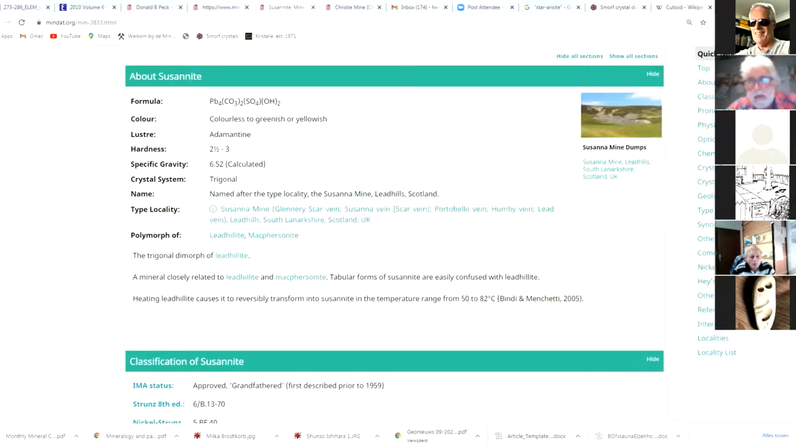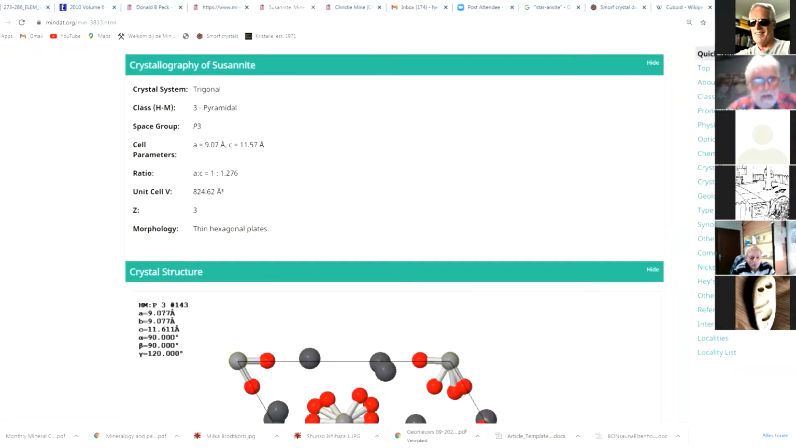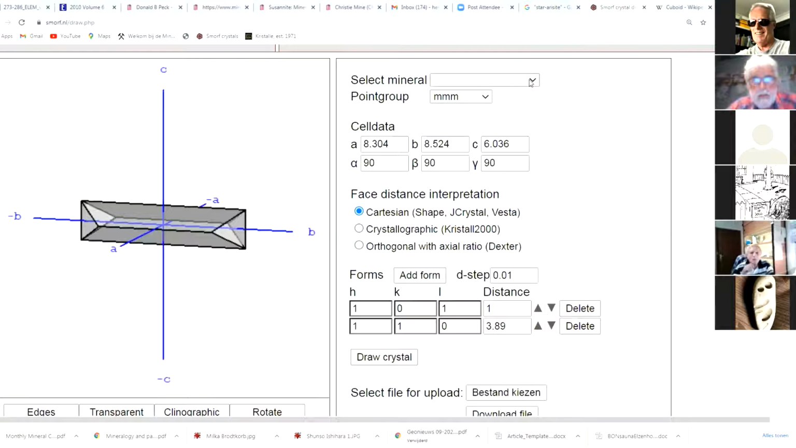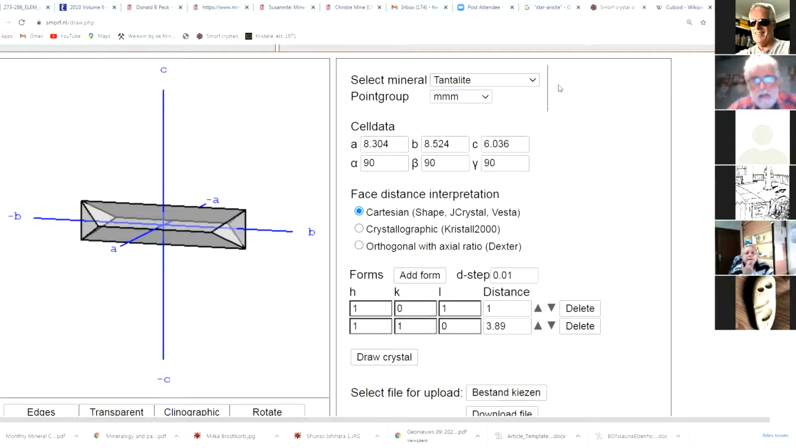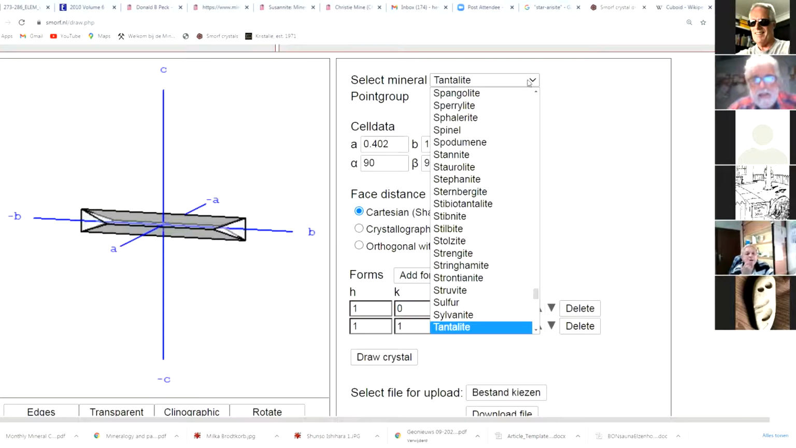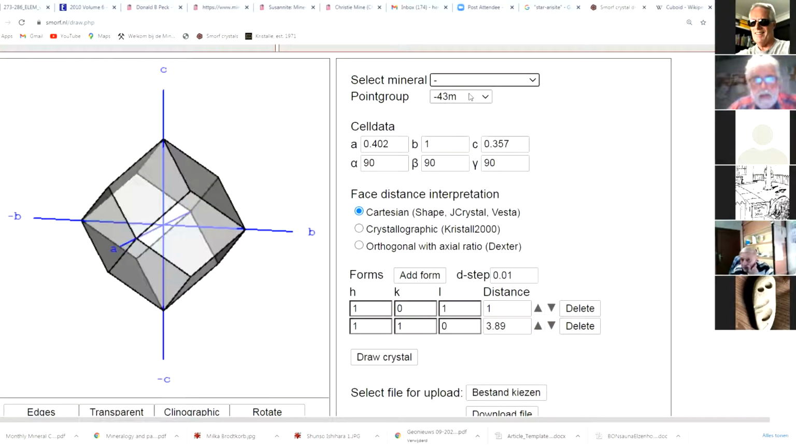Okay, so trigonal. And here you have the cell parameters and the space group P3. Okay, let's see if we can find that. First of all, let's see if Susanite is in there. Nope, it's not. Well, that's a good thing.